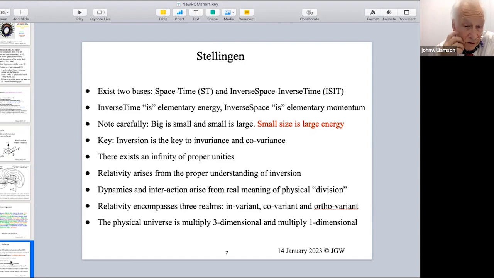So the physical universe is obviously multiply three-dimensional. Look at it. Do not mess around. Use your eyes. Think. Thinking has gone out of fashion. People stop thinking. Everybody thinks it's not 3D, it's really 4D. That's not true. It's not merely 4D. It's 4 3D plus 4 1D, 16D.